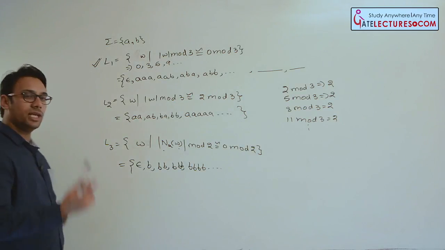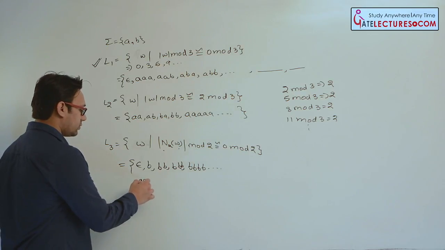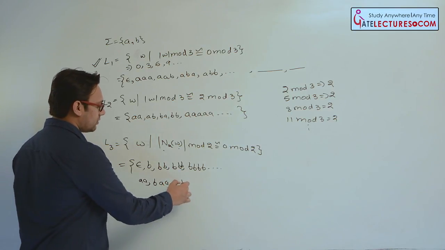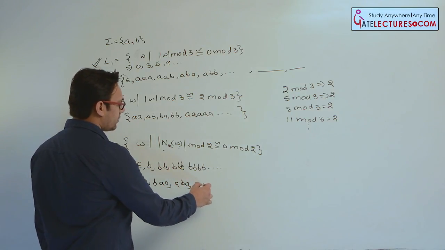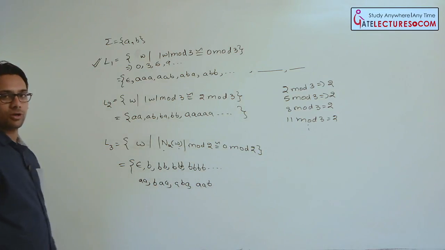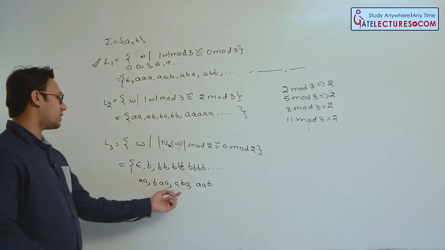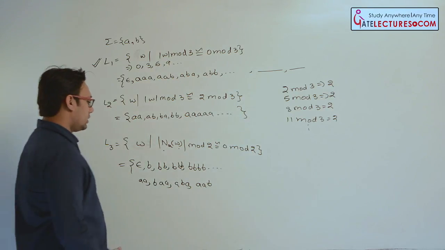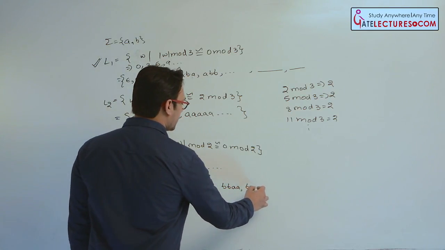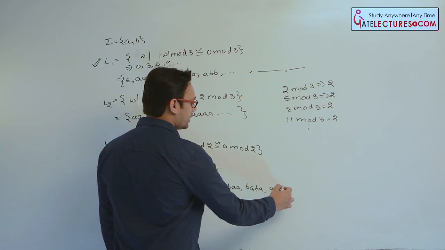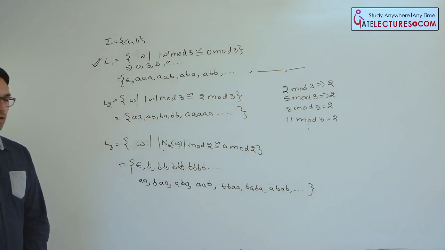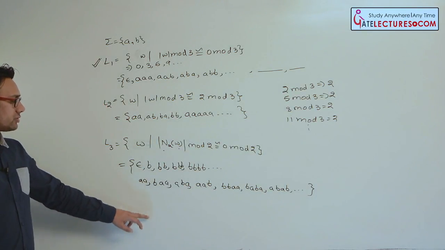Fine. Apart from this, we can have 2 A's. Here we have two A's, here we have two A's, here we have two A's. See, here it does not matter what the position of B or A is. We are just counting the number of A's. Fine. Then here we have two A's, and so on. There can be any number of B's. The number of A's should be even. The number of A's can be 0, 2, 4, 6, 8 and so on.